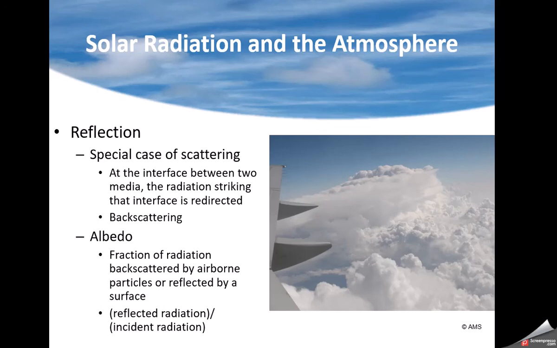Reflection is another special case of scattering. And there are different amounts of albedo or reflection. Ice and snow, very high. Think about the water or a dark forest. That's absorbing a lot of radiation. It doesn't reflect as much.